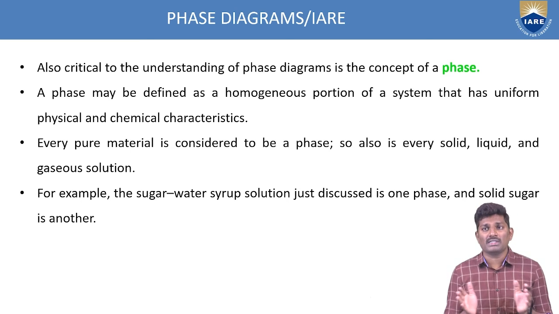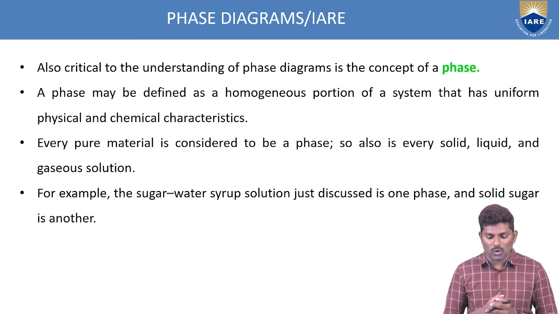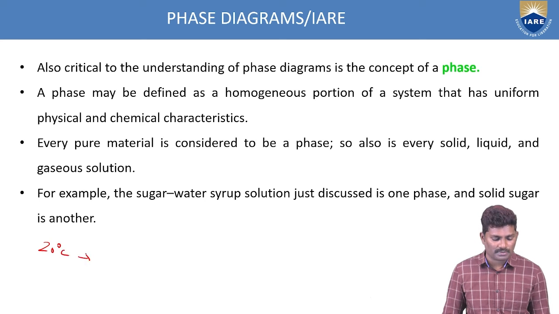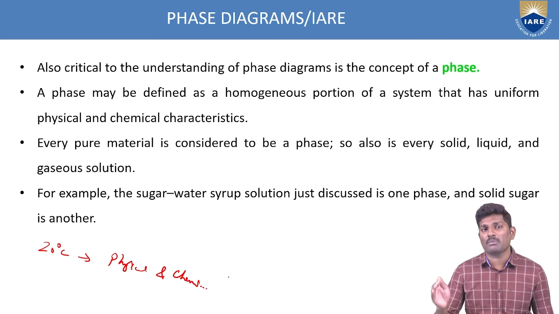And also homogeneous portions. Homogeneous means the same at a single temperature. At some temperature, the metal should be homogeneous at every point. At any point, if you identify, it should be the same. That's why it is called homogeneous, with respect to physical and chemical characteristics. So at 20 degrees centigrade, if the physical and chemical characteristics are the same, then that type of system is called a homogeneous system. If it is not uniform, then it is called non-homogeneous. So that is one of the concepts.